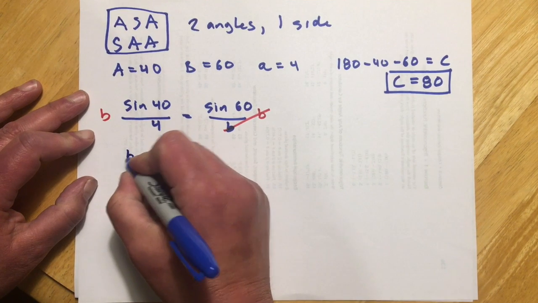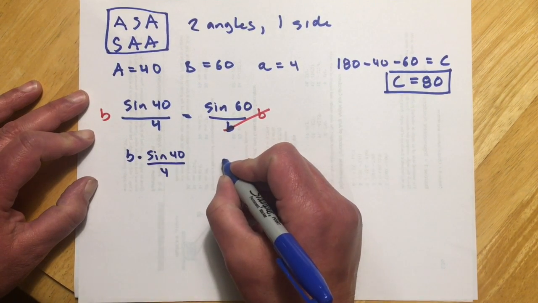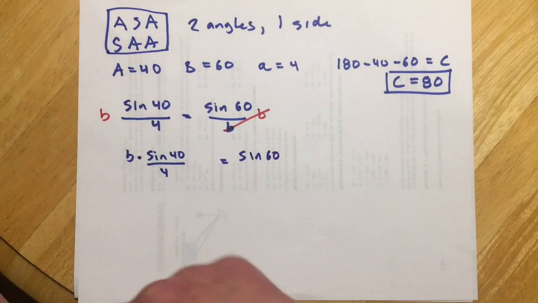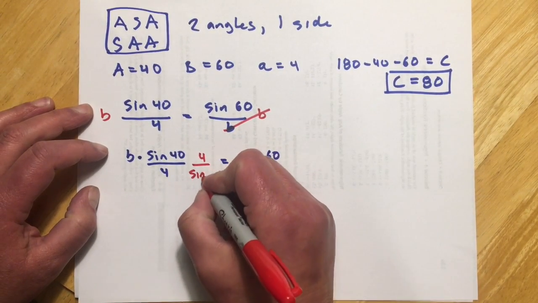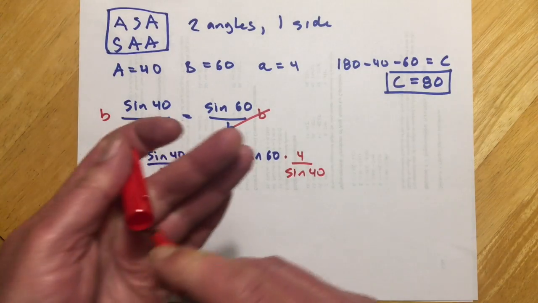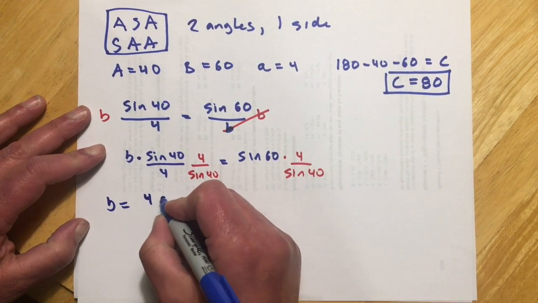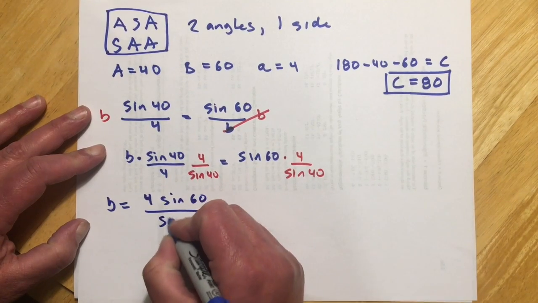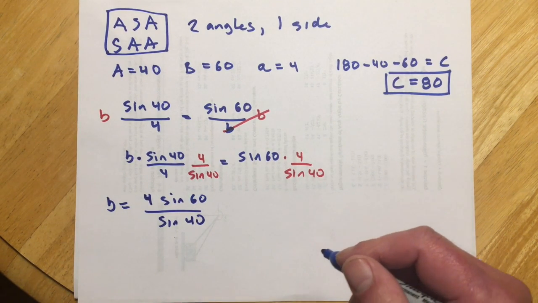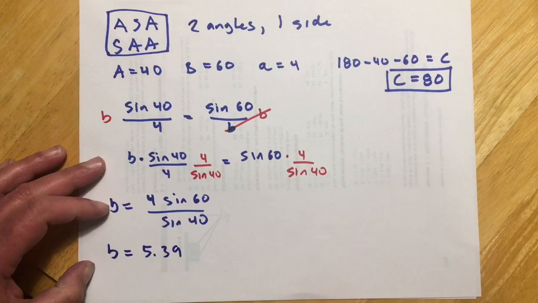So then I have B times sine of 40 over 4 equals sine 60. Then I multiply both sides by the reciprocal, 4 over sine 40. That makes this come out to B equals 4 times sine 60 over sine 40, and that just gets tossed into a calculator. If you do that, you'll get B equals 5.39 to 2 decimal places.